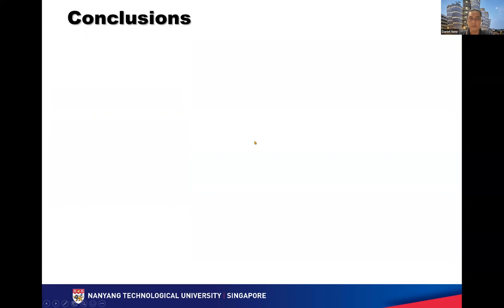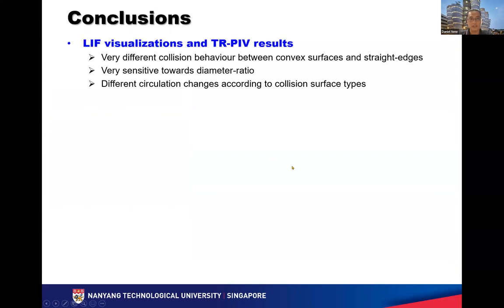Okay. So some conclusions, at least for the round cylinder collisions. We conducted laser induced fluorescence visualizations and PIV measurements for the experiments. We have shown, based on the experimental results, that the collision process is actually very sensitive towards the exact diameter ratio that you use. And even though I did not show it here, we do have the circulation results in our earlier paper, and the circulation actually varies according to the cylinder that we use.